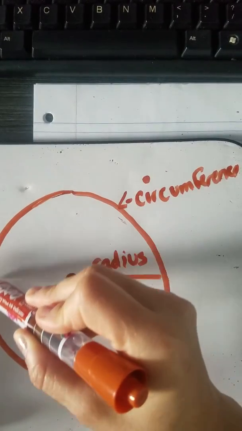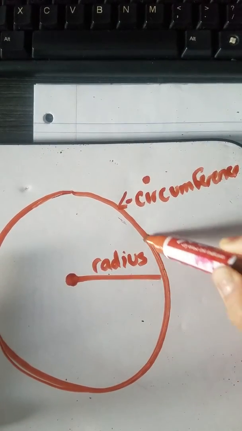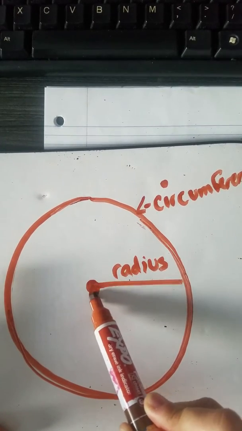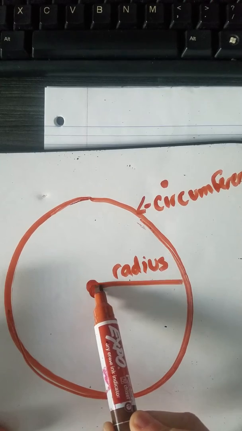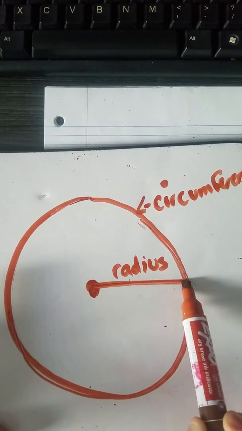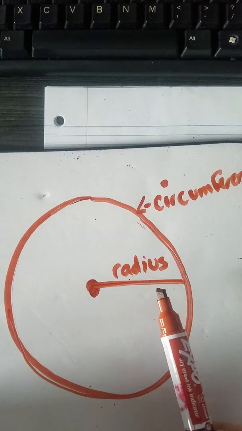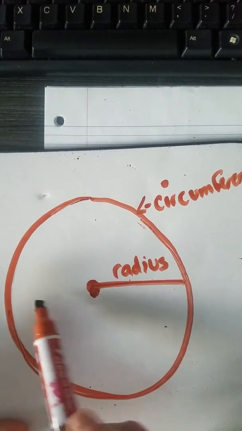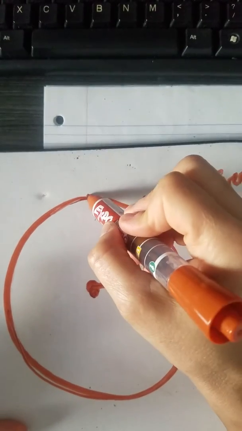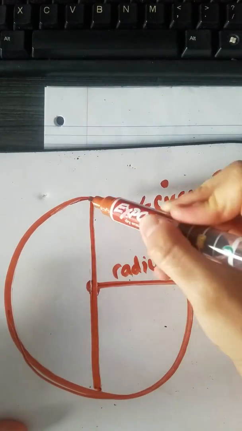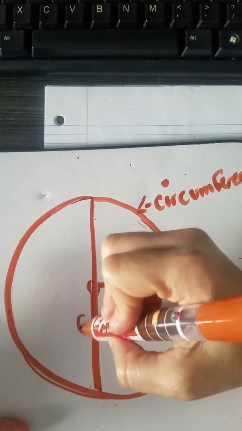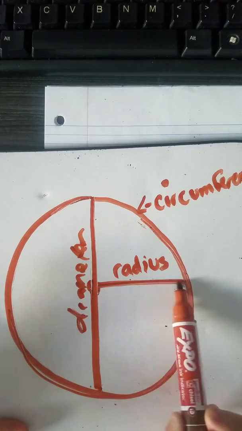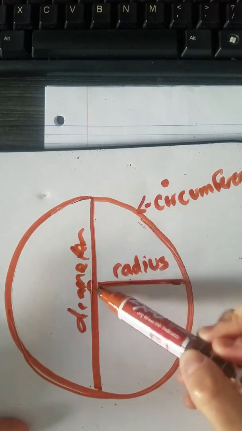The measurement around the circle is called the circumference. Okay, then every circle has a middle point. The measurement between the middle point and the edge of the circle is called a radius. Now, the whole entire line that crosses from one side to the other is called a diameter. So the radius is going to be half of the diameter.